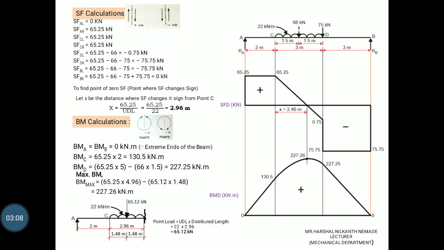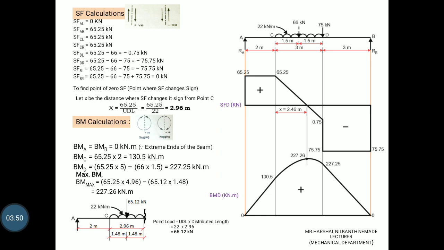After this, I will do the SF calculations. SF at A left is equal to 0 kilonewton, SF at A right is equal to 65.25 kilonewton, which is the RA value. SF at C left is equal to 65.25 kilonewton. SF at C right is the same, 65.25 kilonewton. SF at D left, one force is upward and the other force is downward, 65.25 kilonewton minus 66 is equal to minus 0.75 kilonewton.